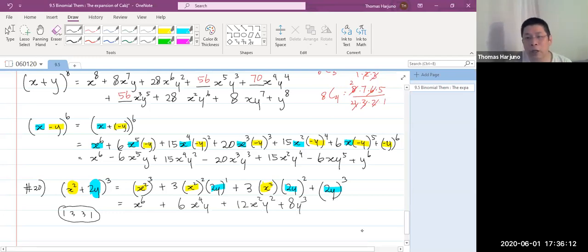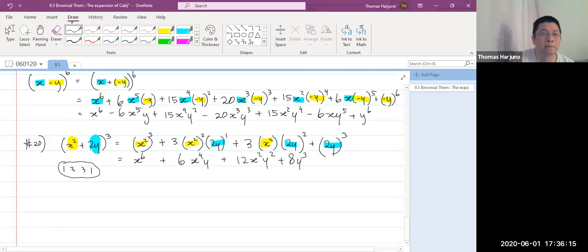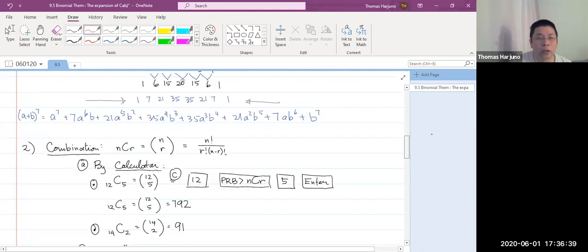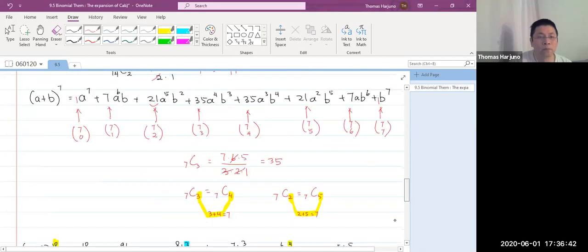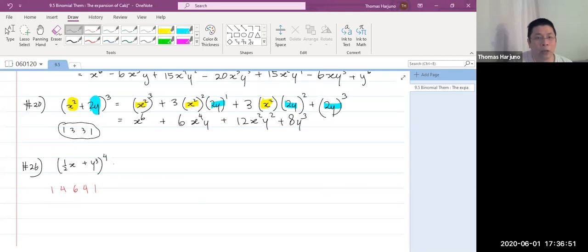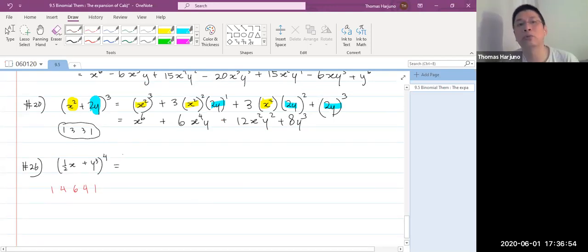I would like you to try number 26. Number 26, do the expansion for 1/2 x plus y cubed to the 4. To help you with the coefficients, you can look at the Pascal triangle there, okay? You can look at the Pascal triangle, that's 1, 4, 6, 4, 1. And then play with the A and B thingy. Okay, maybe 2-3 minutes.